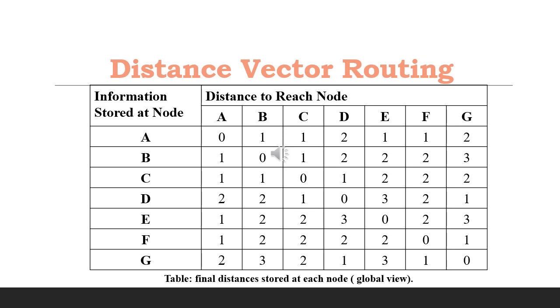They'll say A to A is 0, A to B is 1, A to C is 1. A to D is 2, A to E is 1, A to F is 1, A to G is 2. So we have again B to A is 1, B to B is 0, B to C is 1, B to D is 2 because B to A is 1 and A to D is 2.